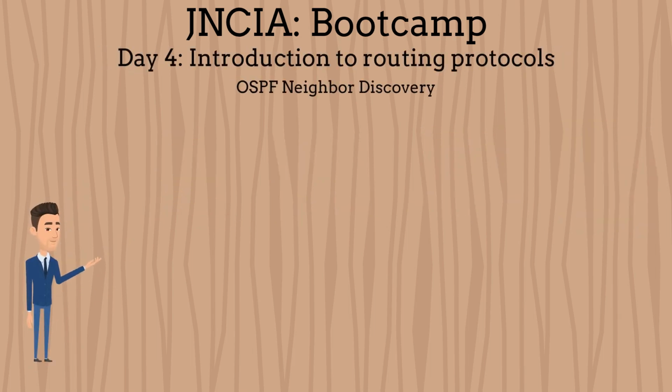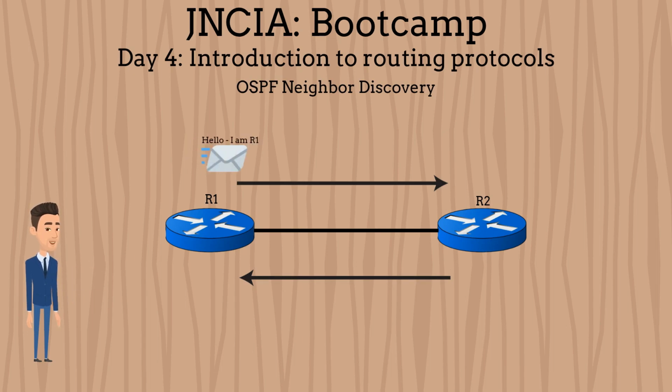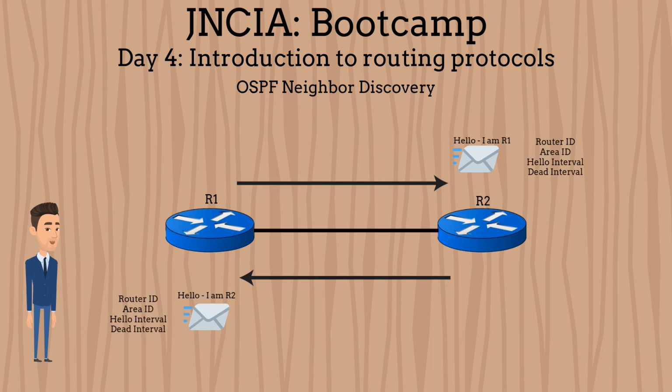OSPF Neighbour Discovery. Here we see our two routers labelled as R1 and R2. The first thing router 1 does is it sends a "Hello, I am R1" packet to router 2. Router 2 likewise sends a "Hello, I am R2" to router 1. Each hello packet also contains a router ID known as a RID, an area ID, a hello interval, and a dead interval. Once completed, an OSPF adjacency is established.